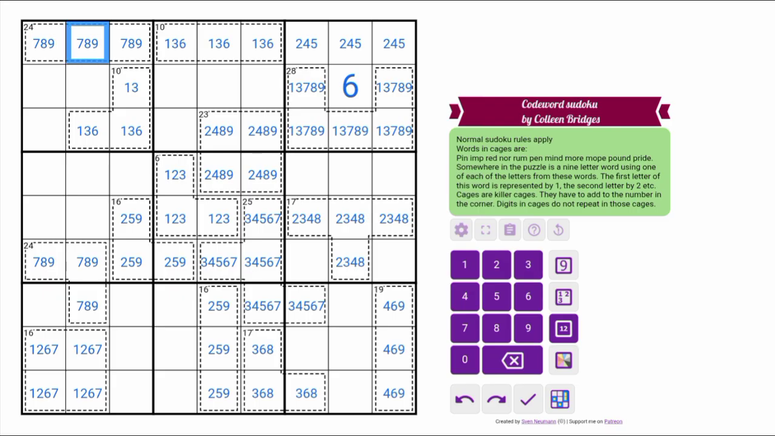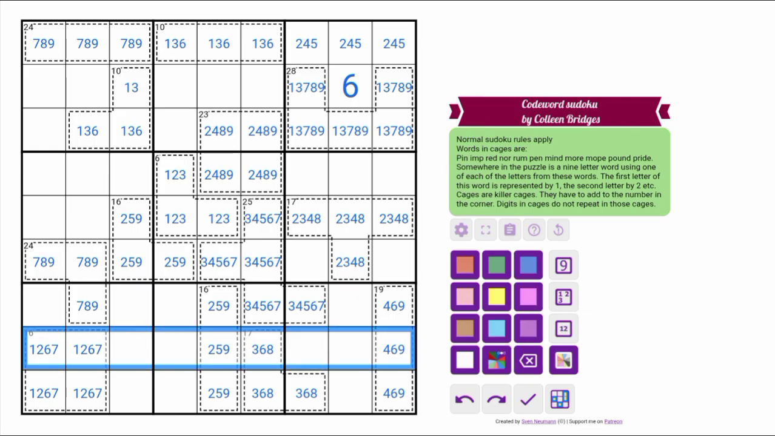1, 2, no it can't. We have to go 1, 2, 3, 1, 2, 3. 3 could go there, 4, 5, 6, 7, 8, but an 8 can't go there. So you just have to go through step by step and see what ones will go. 1, 2, you can't have a 2 there. 1, 2, 3, 4, no. 1, no. 2, no. 1, 2, yes. 3, 4, 5, yes. 6, yes. 7, 8, 9, yes. So that's a possibility for our code word.